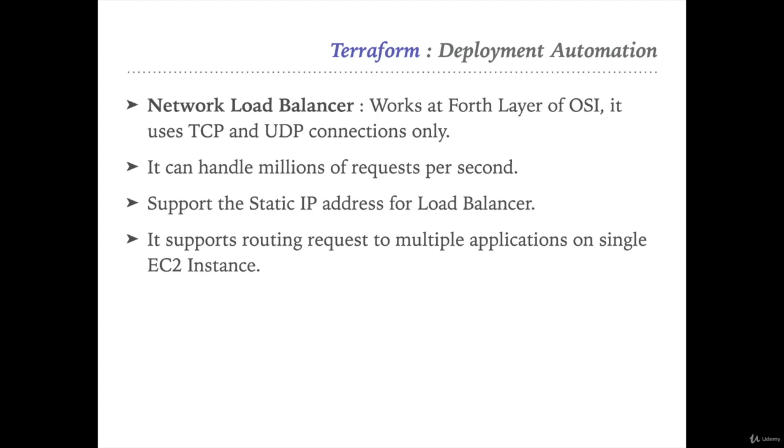Network load balancer supports routing requests to multiple applications on a single EC2 instance. On a single EC2 instance, you can execute multiple applications, and a single load balancer will support all kinds of applications on that instance. The only thing that matters is that all the applications must listen on different ports. You can execute one application on 9090, another on 8081, another on 80, another on 8080. If we have multiple applications open on different ports on a single EC2 instance, network load balancer can manage that as well.